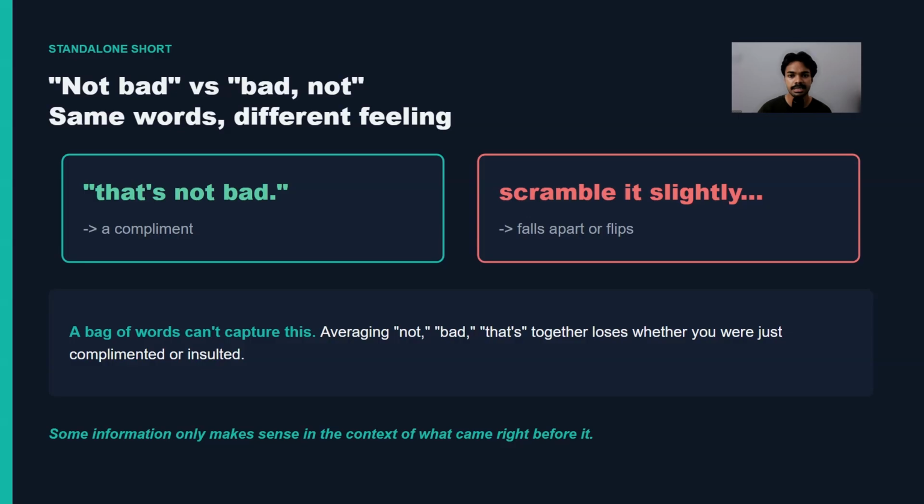A bag of words genuinely cannot capture that. A network that just averages not, bad, and that's together has no way to know if you just got a compliment or an insult. The only way to get it right is to process the words in order and carry forward what you've already read. Because the meaning of bad completely flips depending on whether not already came before it. And that's the entire problem sequence models exist to solve. Some information only makes sense in the context of what came right before it.